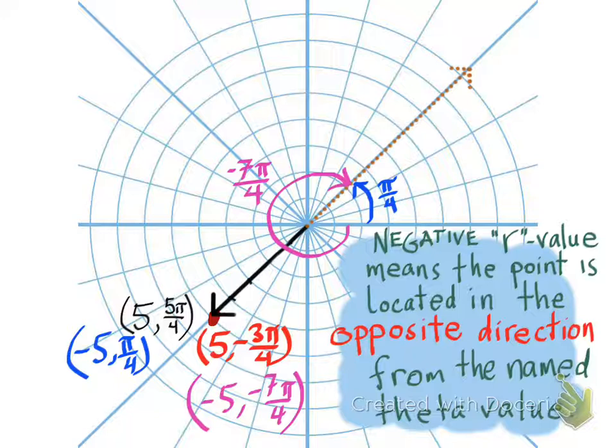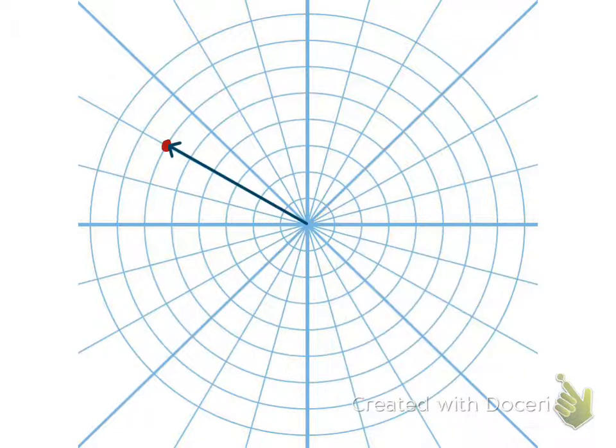Now that may take a while to sink in, so let's take a look at another example of this same idea. There's a point right there over in quadrant 2, and you can name the positive r value coordinates for that point: 6, 5 pi over 6, or 6 and negative 7 pi over 6. Those two angles name the same place.